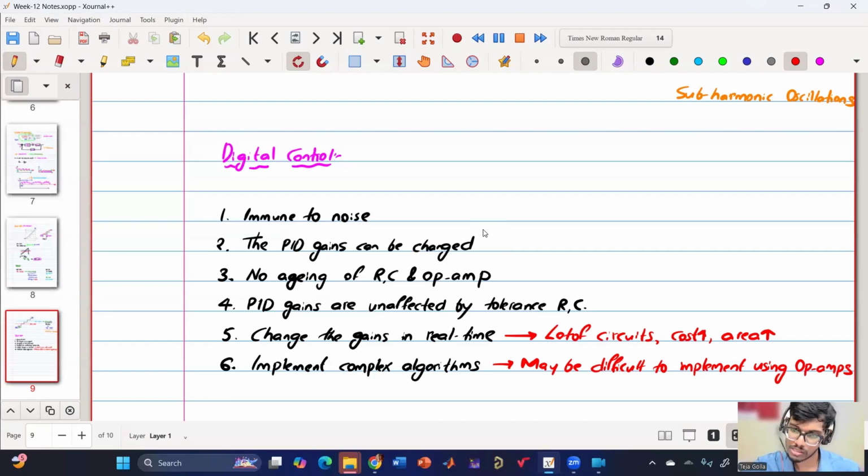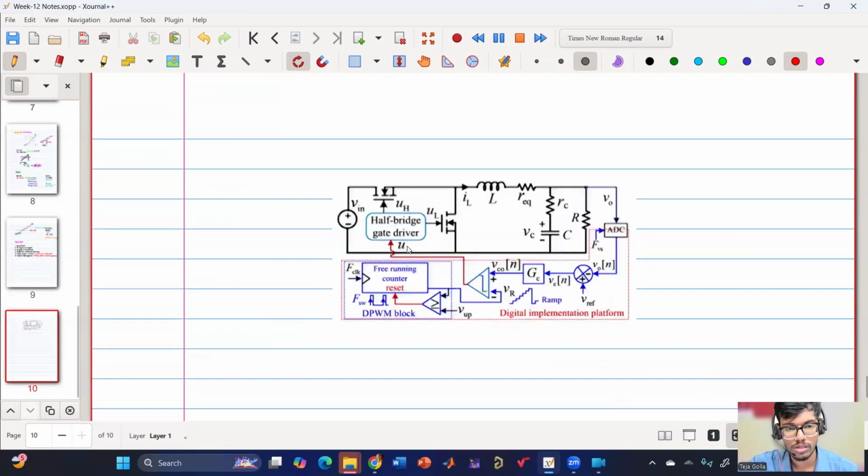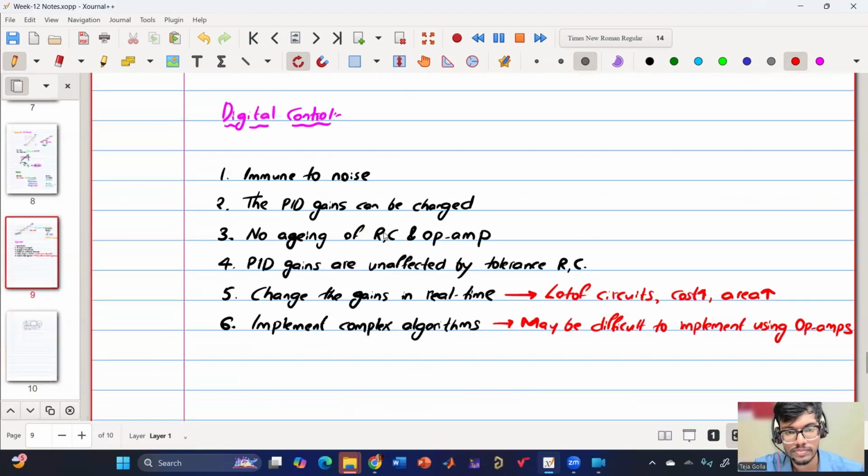So analog control has its pros and cons: infinite resolution, simple implementation, but there are certain other issues. Like PID gains, in the sense the values may not be perfect. They can change over time. There can be aging effects, and the op-amps required can be more, and so on. So is this clear? This part?